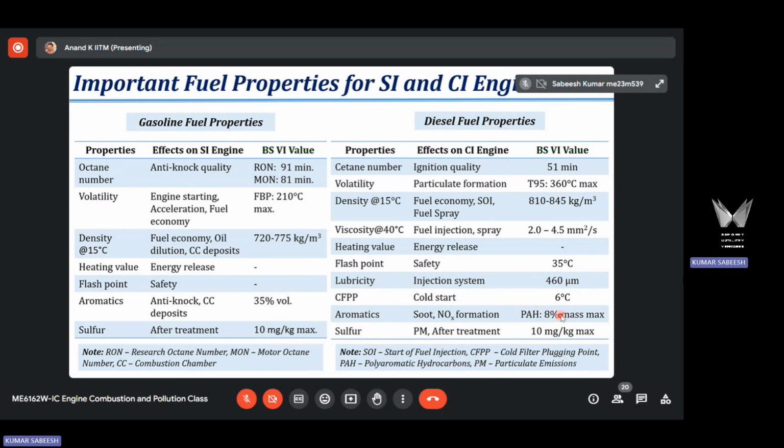Higher aromatic content is a problem because it will produce more pollutants. These two are the major pollutants from a diesel engine. I will talk more about how these pollutants are influenced by aromatic content, but just take note that more aromatics means more soot particles. Soot is nothing but carbon particles. You will have more soot when you have a high aromatic content in the fuel.